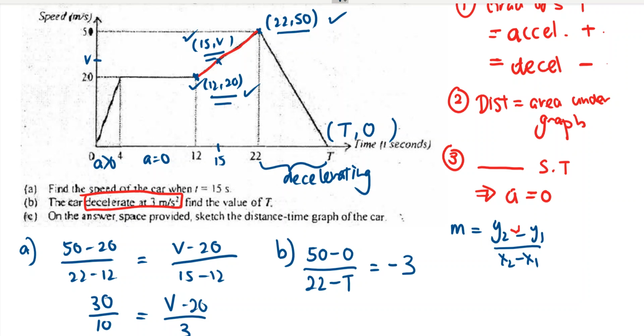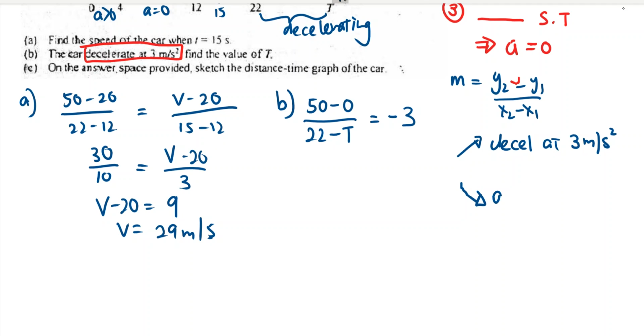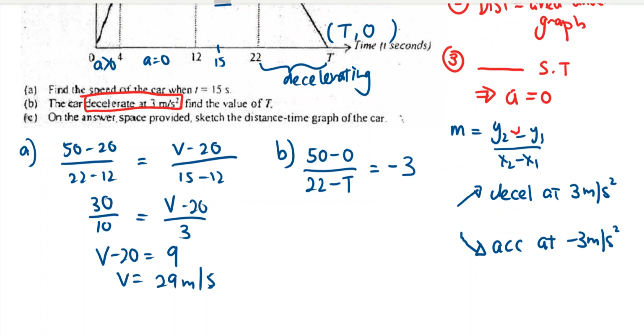There are 2 different ways of saying it. You can either say that the vehicle is decelerating at 3 meters per second squared. With deceleration, you cannot put a negative sign there. But you can also say that the vehicle is accelerating at negative 3 meters per second squared. When we say it is accelerating at negative 3 meters per second squared, it means that it is decelerating. But you cannot have a negative sign when you use the word deceleration. Okay, so this is the difference between the 2 words.